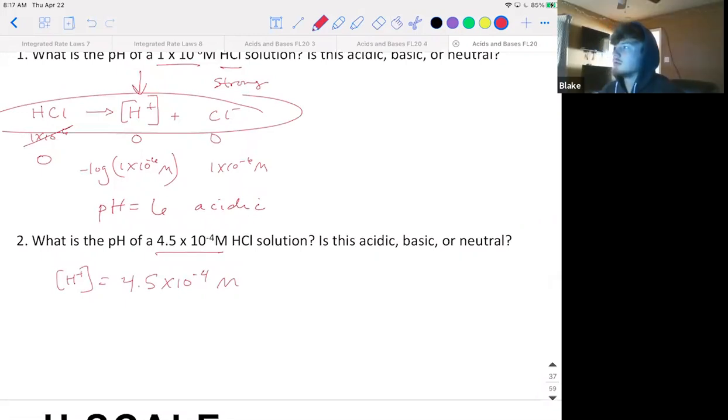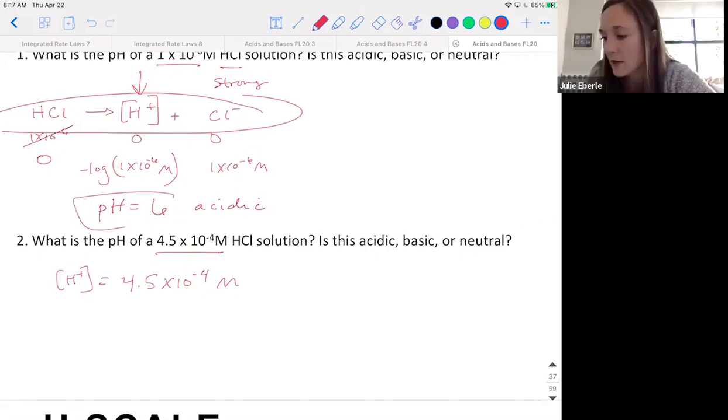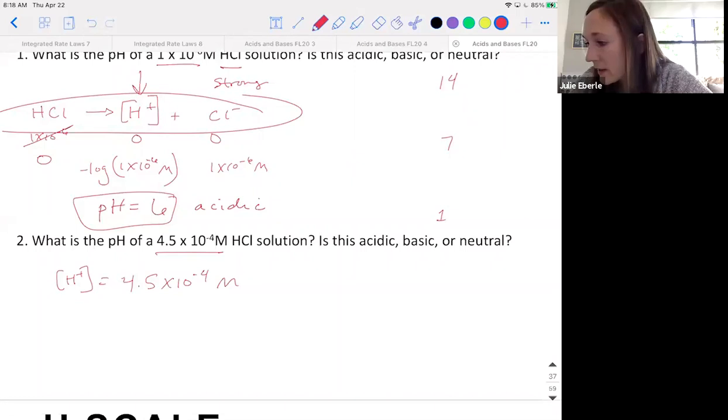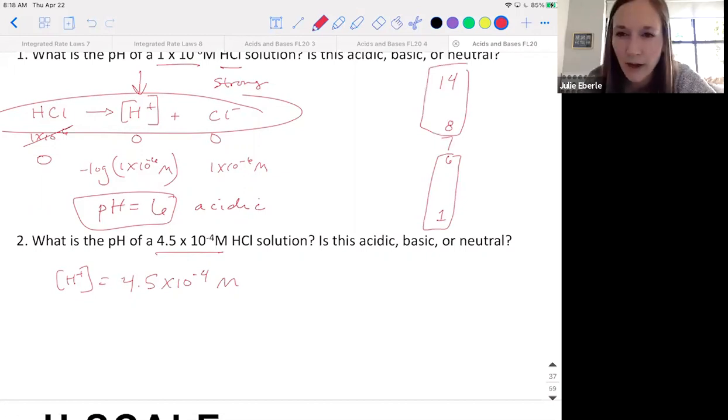Yes, Blake? When we're determining if it's neutral, acidic, or basic, are we going off where you said the pH equals 6, or are we going off the 1 times 10 to the negative 6? Right here, pH equals 6. So on the pH scale, 14 is the most basic, 7 is neutral, and 1, or even anything a decimal less than 1, would be very acidic. Anything between 6 and 1 is acidic, and a pH of 7 is neutral. Anything 8 to 14 is basic. Now, if you have a pH of like 7.5, I would still consider that neutral.